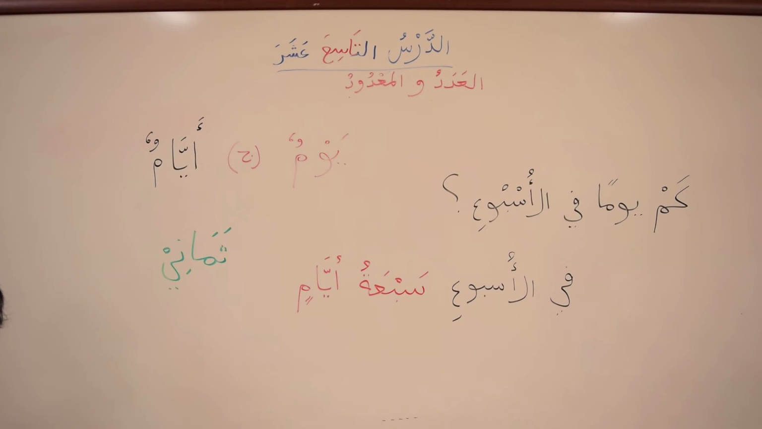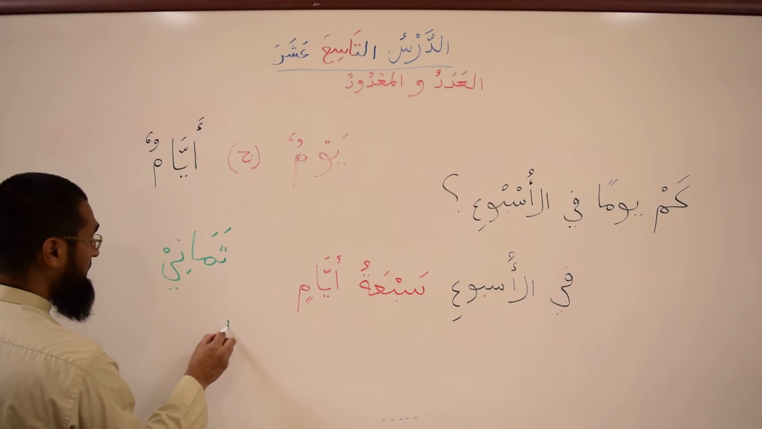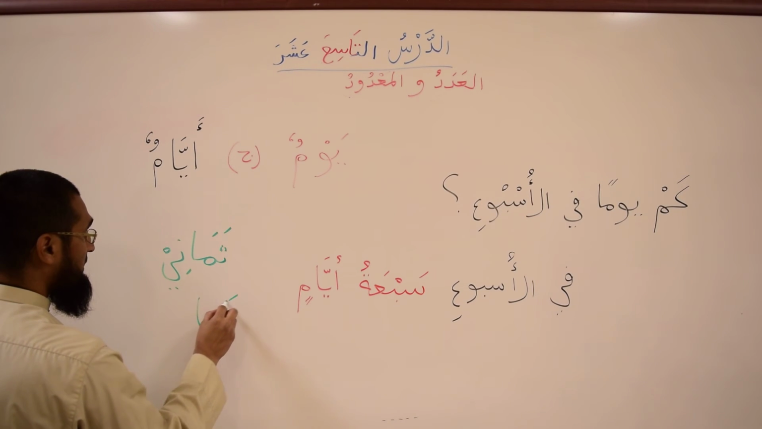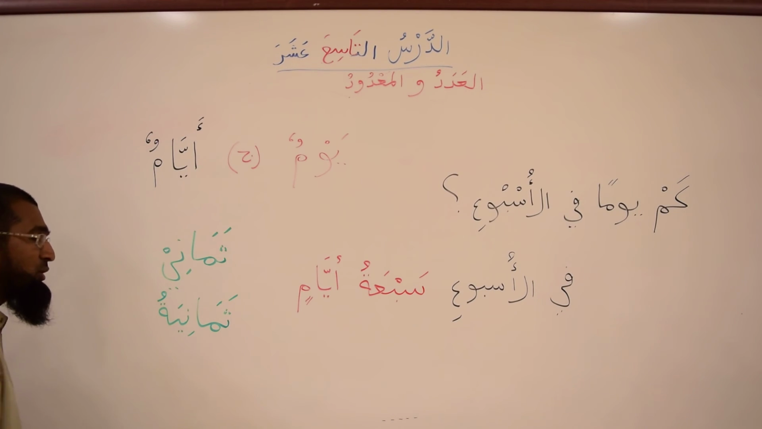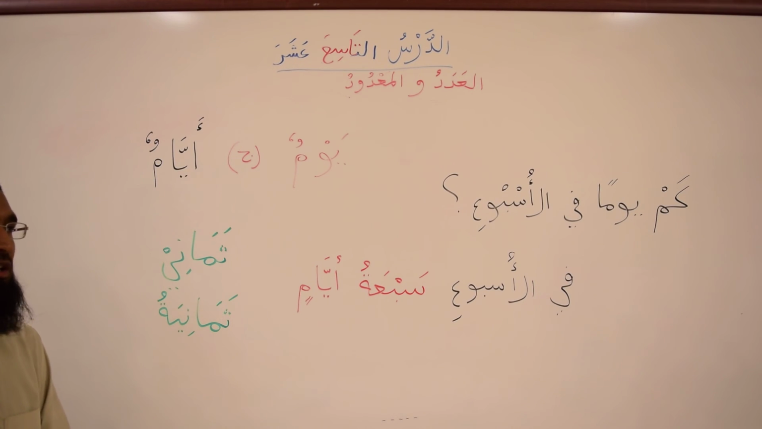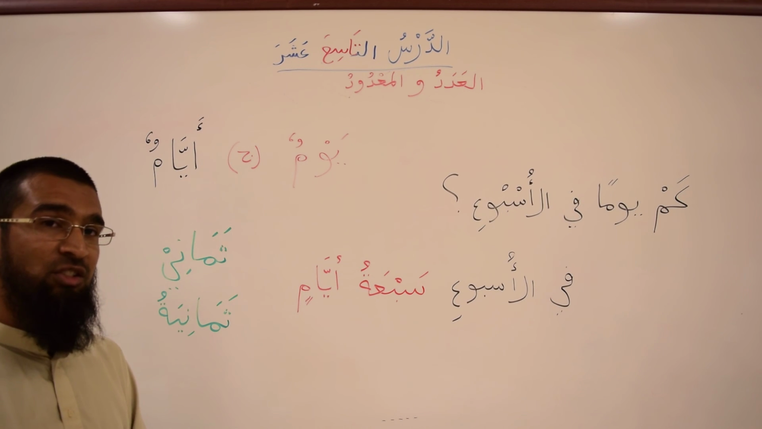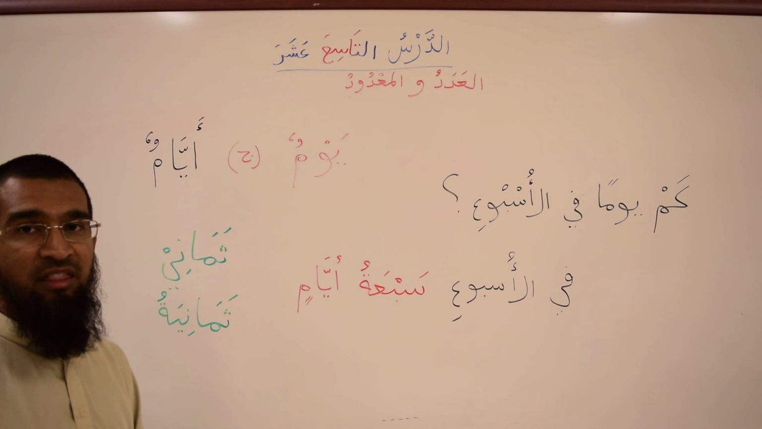Thamani is 8. But if it's feminine, if the word is feminine, it becomes thamaniyatu. The ta appears there. This word is weird. We learn more about it in book 2, inshallah ta'ala. Hopefully that cleared it up. We're going to do the exercises, inshallah, and the reading and the vocabulary next.